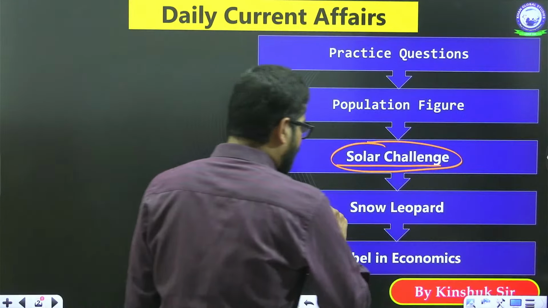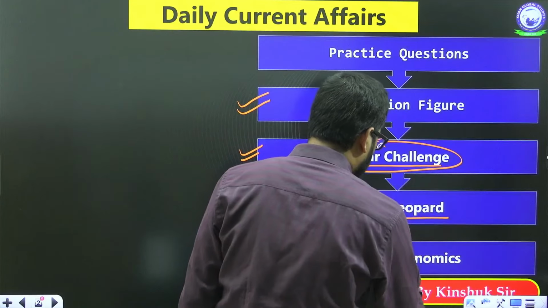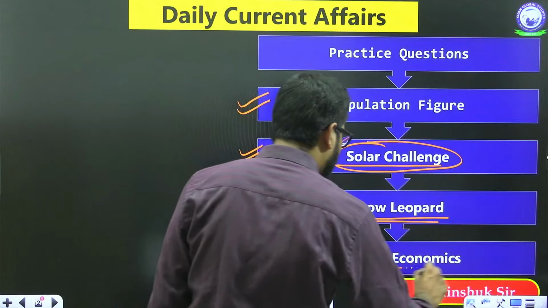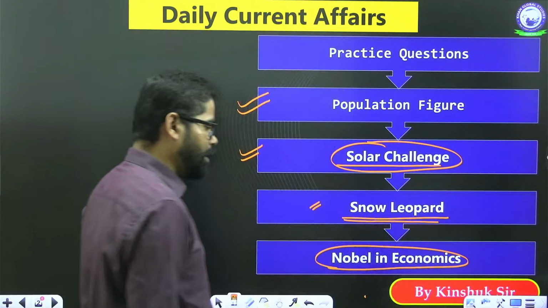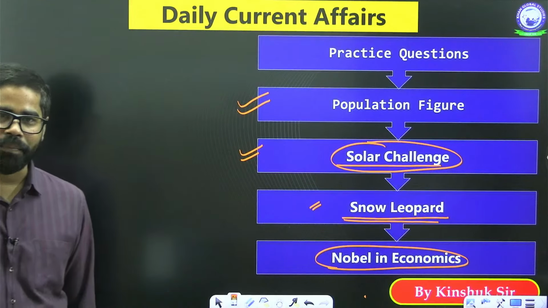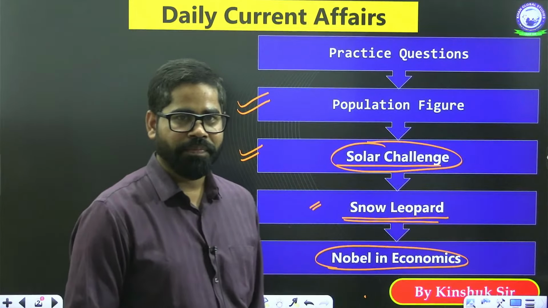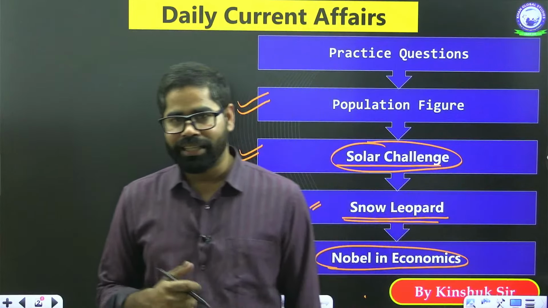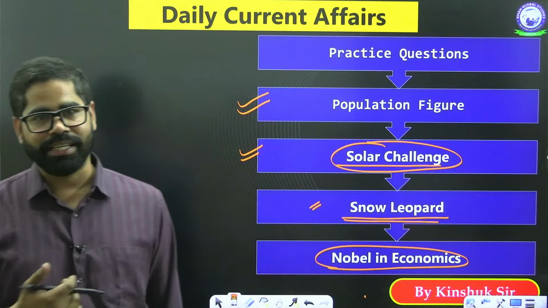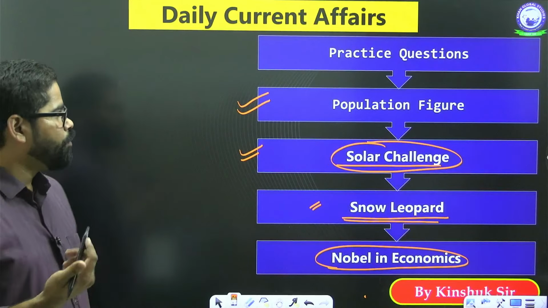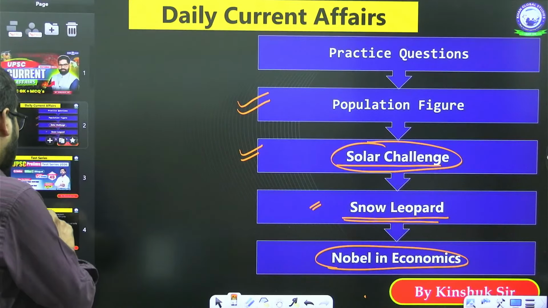Then snow leopard. This is another topic which we are going to discuss, and Nobel in economics, the one final prize which was remaining. This is another topic which we are going to discuss in today's session. But we will start with some practice questions.